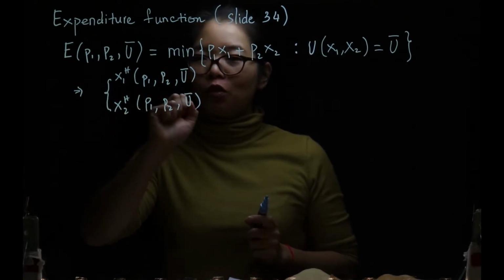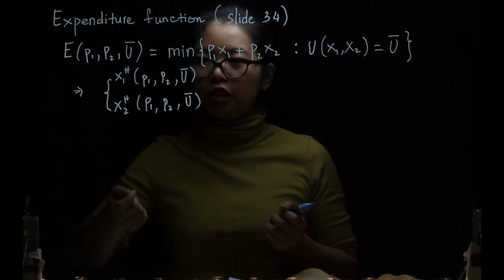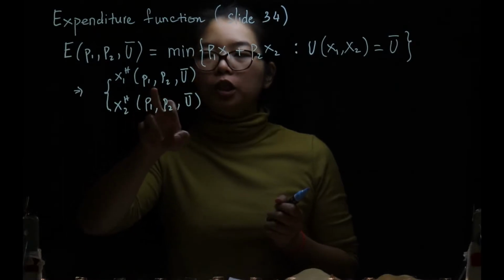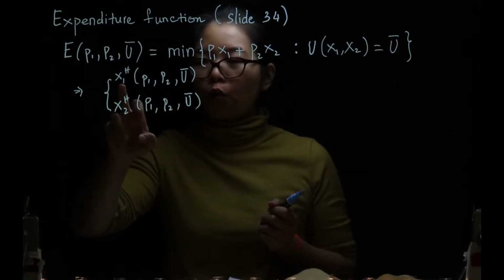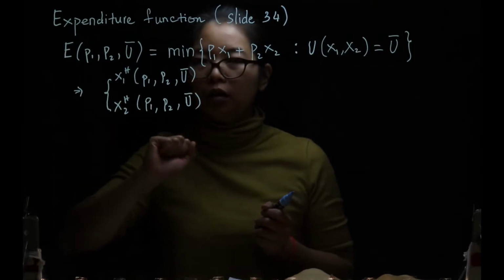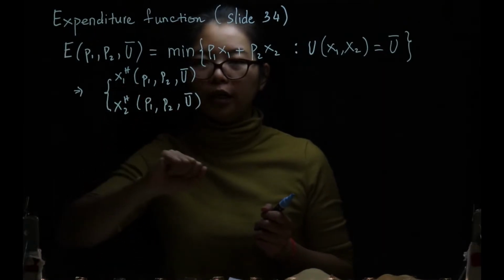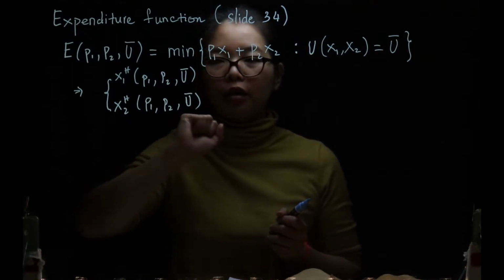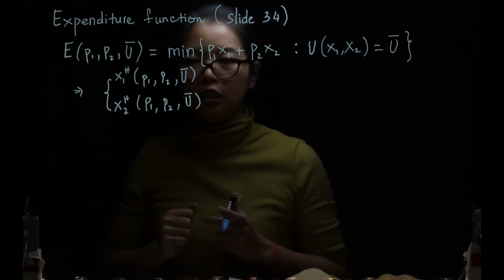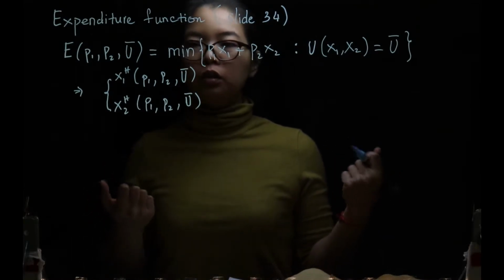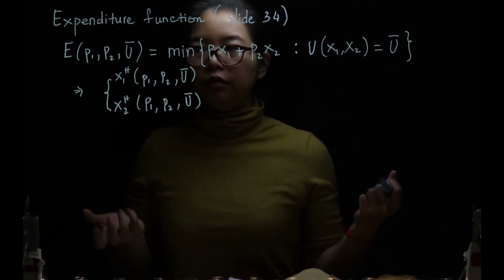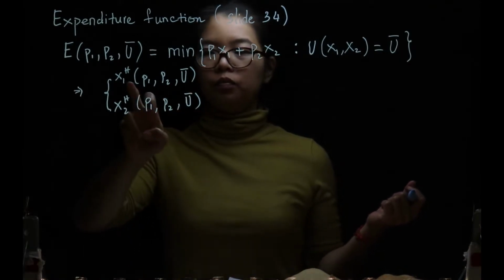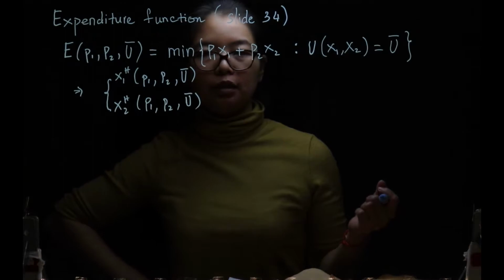Okay? And then we have solved from the first order condition for the Hicksian or the compensated demand function, which tells us the quantity we could consume of X1 and X2, as a function of prices, so that we could attain this utility level, right? So now, how do we derive the minimized expenditure needed to consume these quantities of goods?